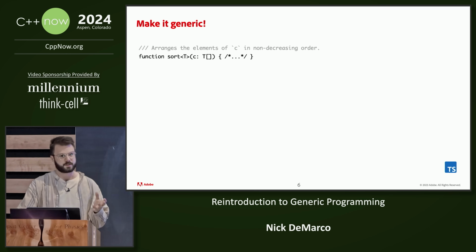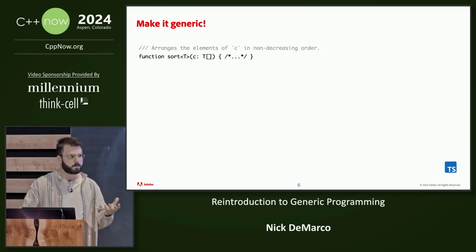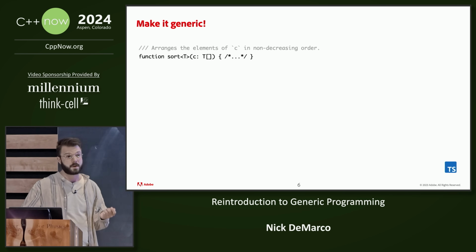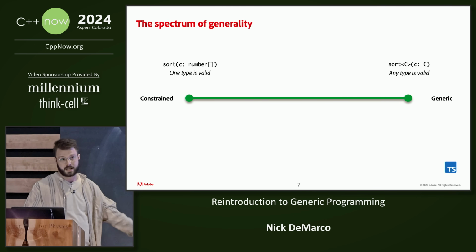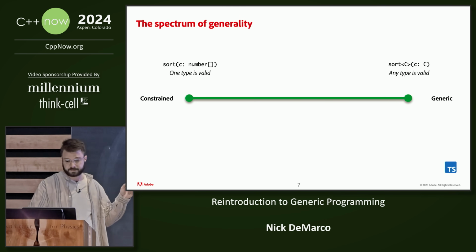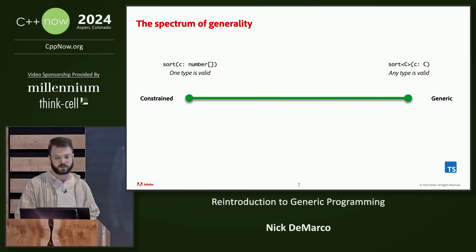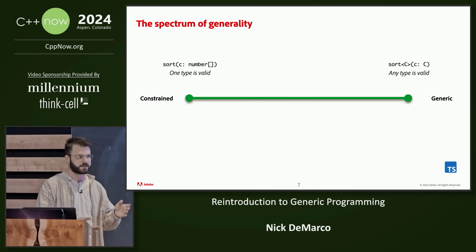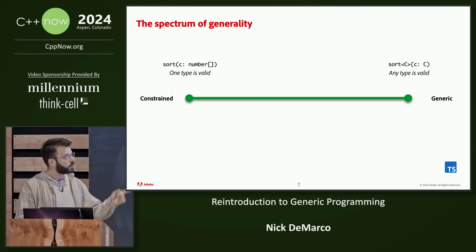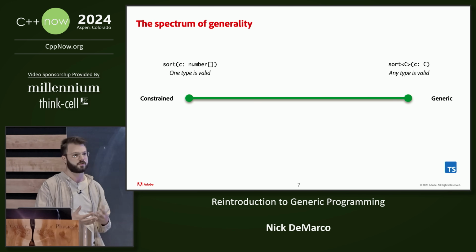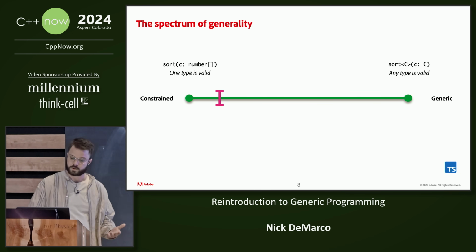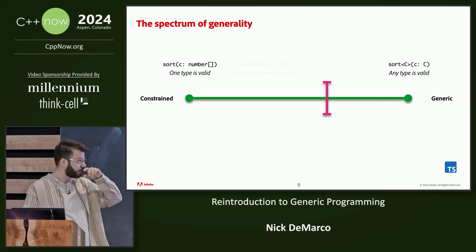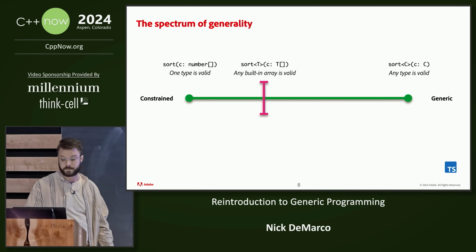But it's not really clear what principles motivate this change. And my hope is if we understand the principles, we might be able to make a better design choice. This is not the only option that we have, really. This is just one point on a spectrum of generality. Now, on the left, we have the maximally constrained signature. One type is valid if we ignore things like conversions for a second. And on the right, we have the maximally generic function. That's a signature that accepts any argument, not an array of anything, but anything. And what our reviewer suggested was that we land somewhere around here, accepting any built-in array.